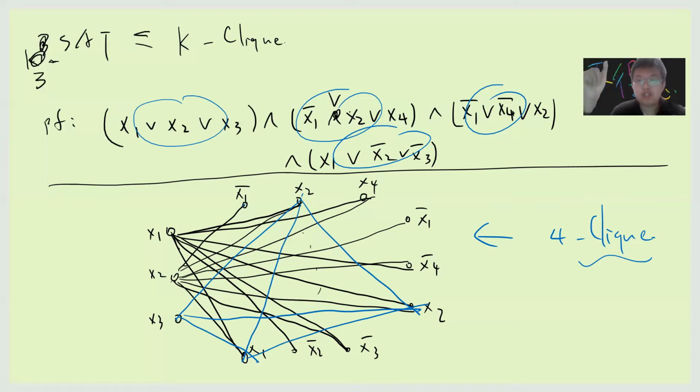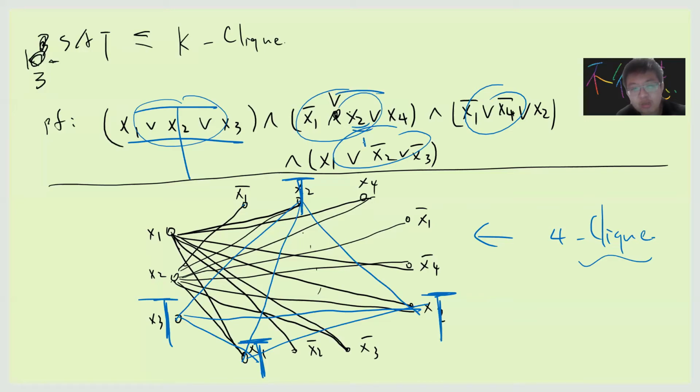Then I can set each to be true, right? So I set s2 to be true, s3 to be true, x2 to be true, and x1 to be true. If x1 is true, this is true. When x2 is true, this is true. And when x1 is true, this is true, right? So this is trivial. Now you see the idea.